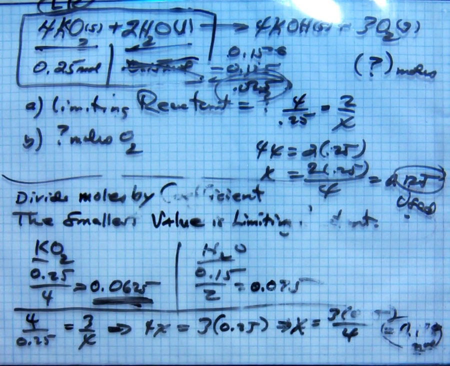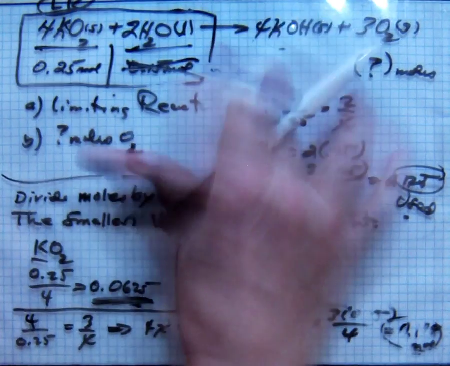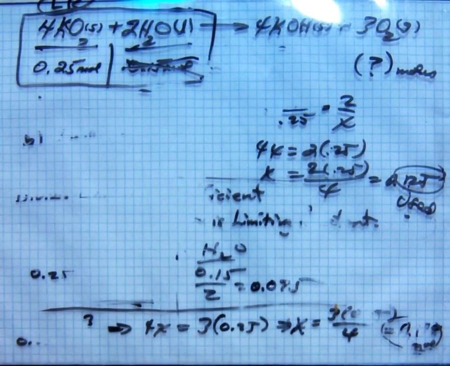Yes, ma'am? So the 0.025 is how much water was used? 0.125. 0.25. Right here. Now that's what's left over. Okay, the 0.125 is up here. See, I took it and subtracted it right there. Okay, I'll do it again. No problem. No, we're good. Hang on, watch out.